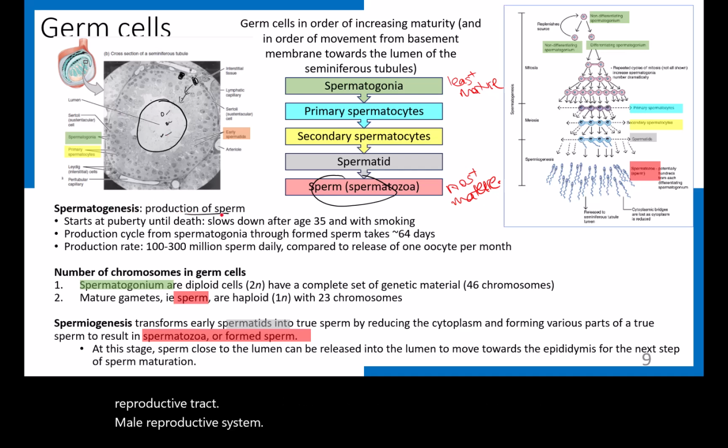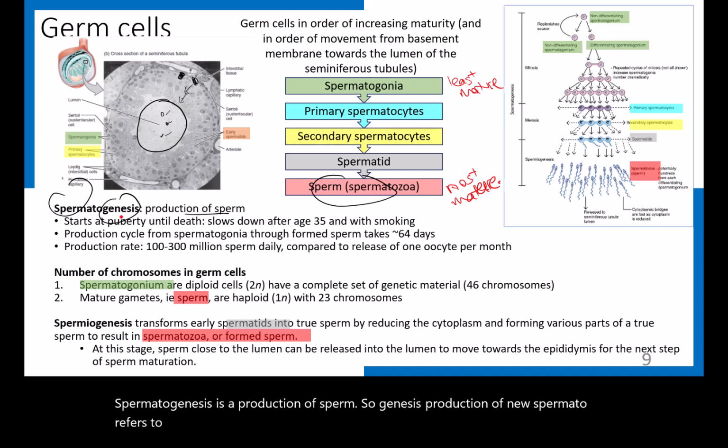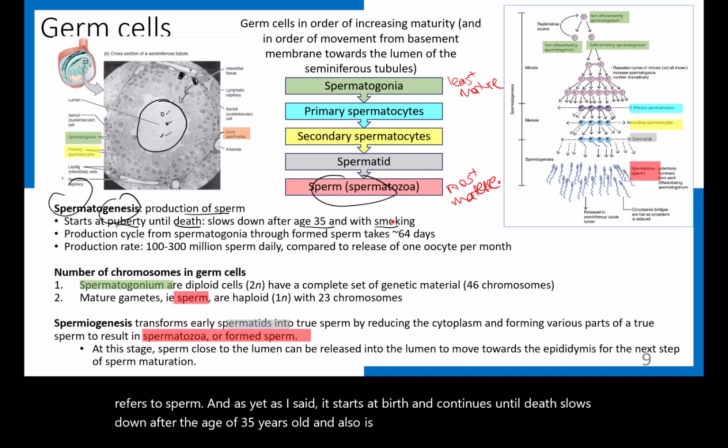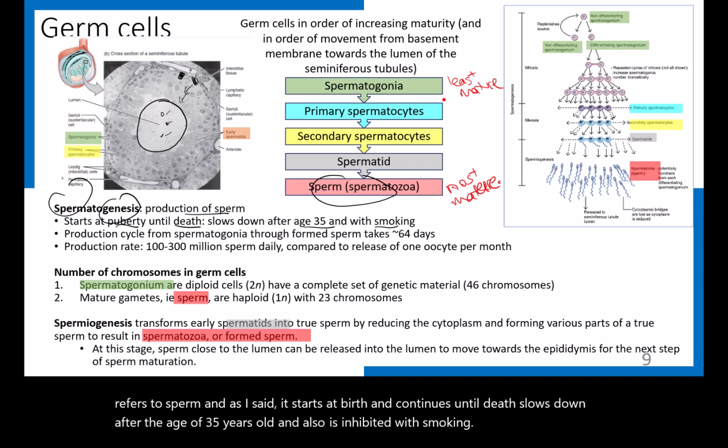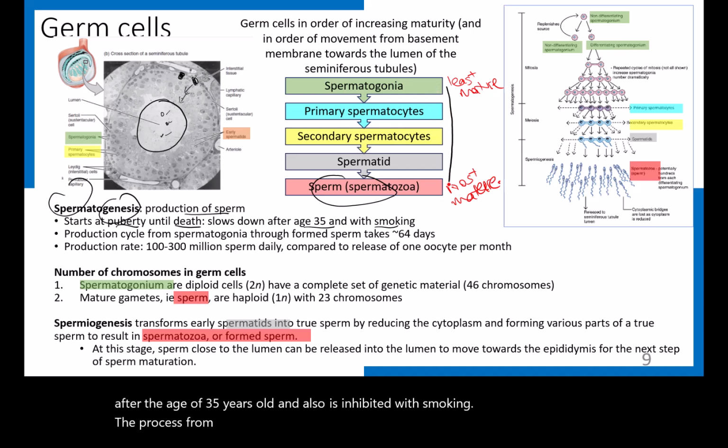Spermatogenesis is the production of sperm. So genesis means production of new, and spermato refers to sperm. As I said, it starts at birth and continues until death, slows down after the age of 35 years old, and is also inhibited by smoking. The process from forming a sperm cell all the way to a mature sperm takes about 64 days.